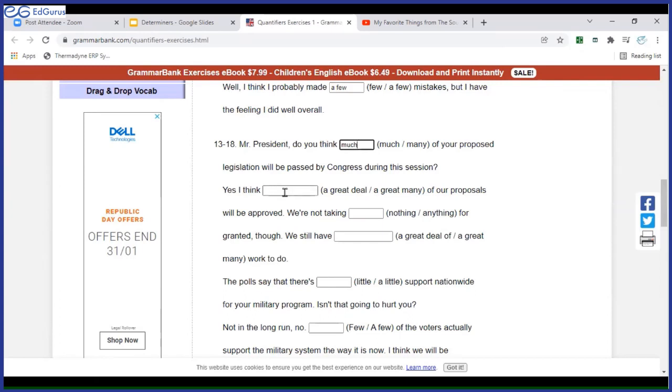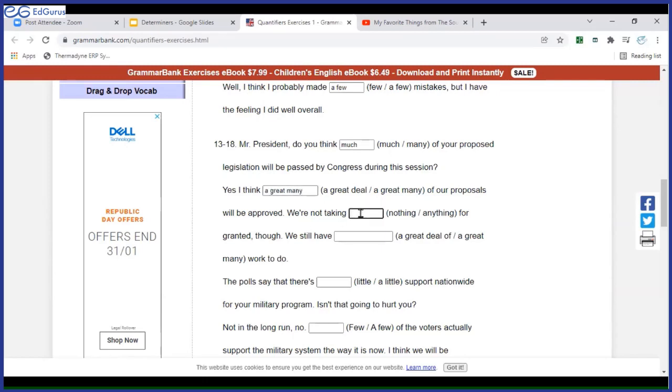Yes, I think dash of our proposals will be approved. A great many. Yes, I think a great many. Very right. I think you are absolutely right. Because it is proposals there. Yes, right. So it becomes countable.